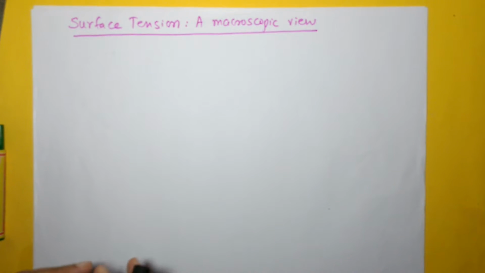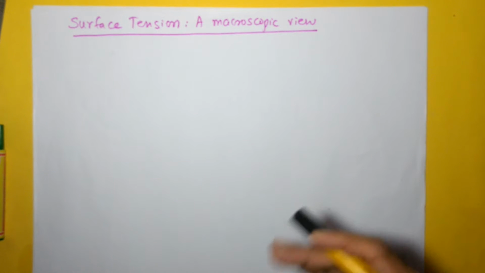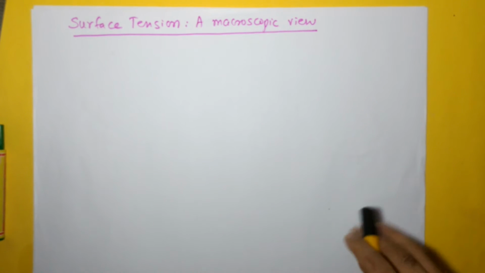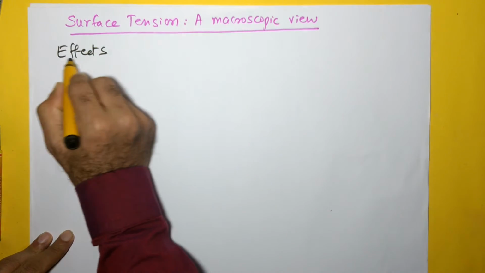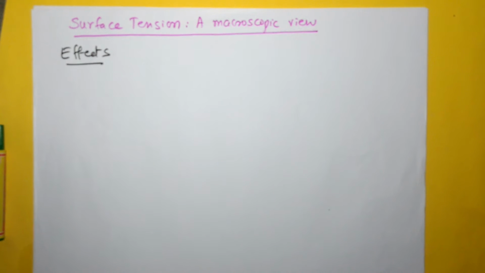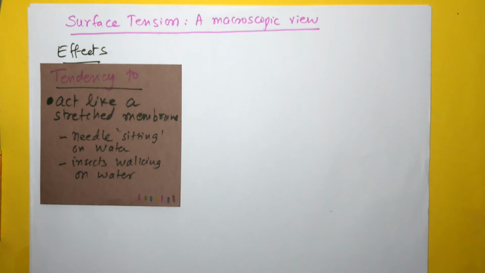What I've done is I'm first talking about the effects of surface tension. I'm going to talk about some real life examples of surface tension, and then probably look at the quantitative aspect of surface tension. So I'm starting off with giving you examples of some effects in real life of surface tension. Let us look at some of the effects. The first effect that we have of surface tension is the tendency to act like a stretched membrane.